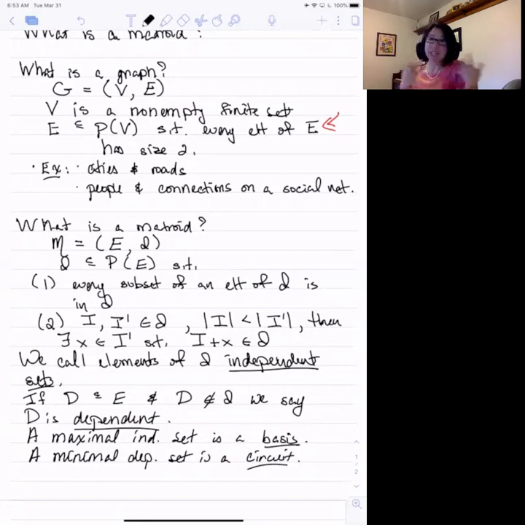But similarly, once I have independent sets, I have dependent sets. I could tell you what the dependent sets are instead of the independent sets, right? I just take the complement in the power set. Or I could tell you what the circuits are. I could tell you the minimal dependent sets, right?